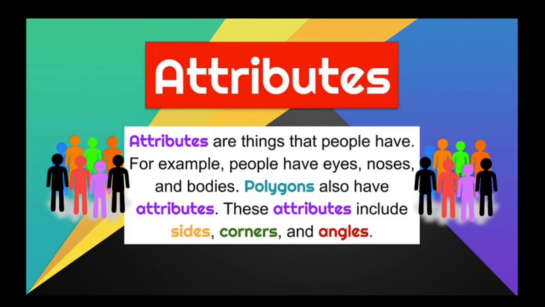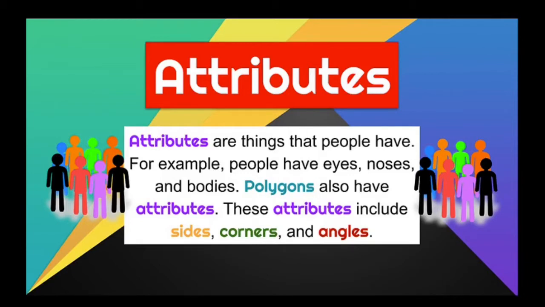So attributes are things that people have. For example, people have eyes, noses, and bodies. We also have hair, so I could say one of my attributes is that I have long brown hair. Polygons also have attributes. These attributes include sides, corners, and angles. So when you're looking at a polygon, you're going to tell what kind of a polygon it is by how many sides, corners, and angles it has.